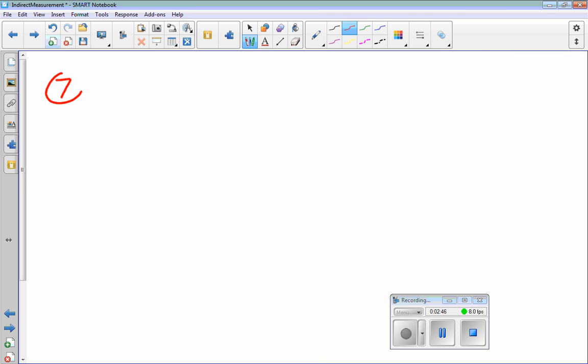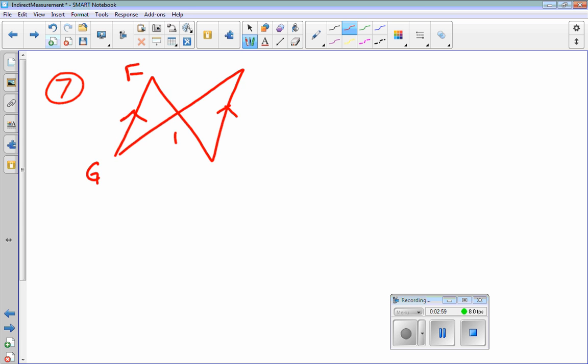If we look at question 7, it says, determine whether the triangles are similar. If so, write the similarity statement and why. So in this picture, we have some parallel lines, and we know a lot about parallel lines because we know that corresponding angles are congruent. We know that alternate interior angles are congruent. Which case do I have here? Alternate interior or corresponding? Alternate interior, which means F and K are congruent.